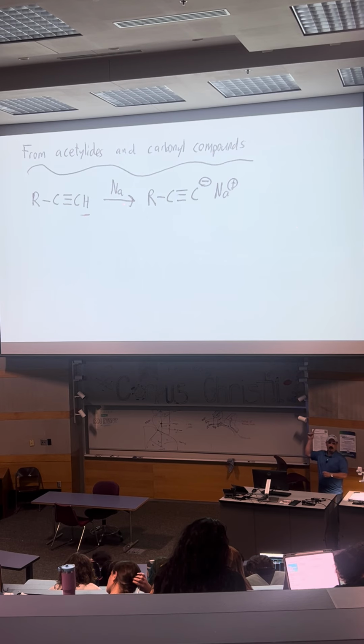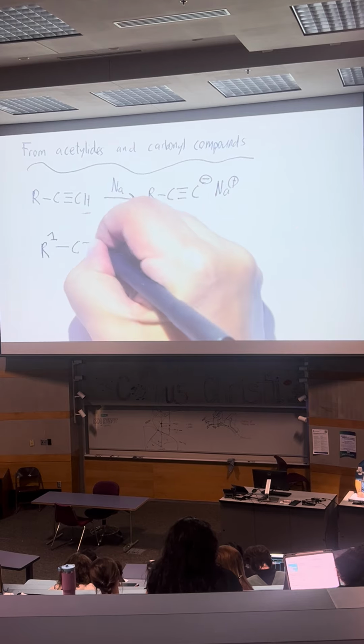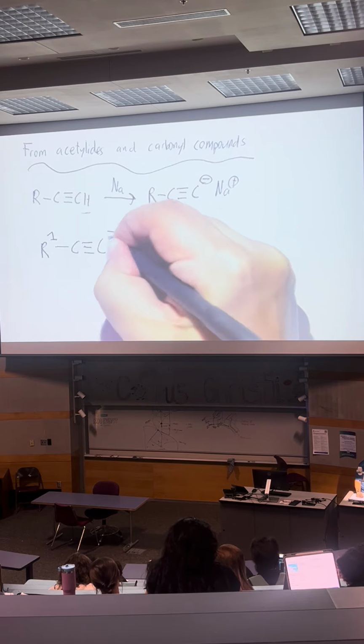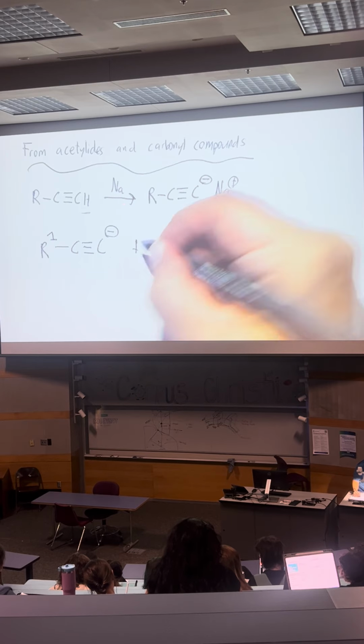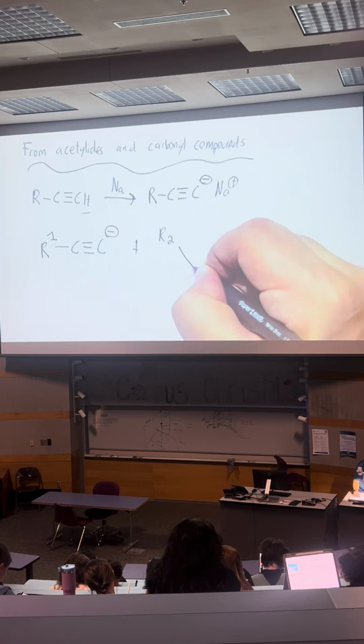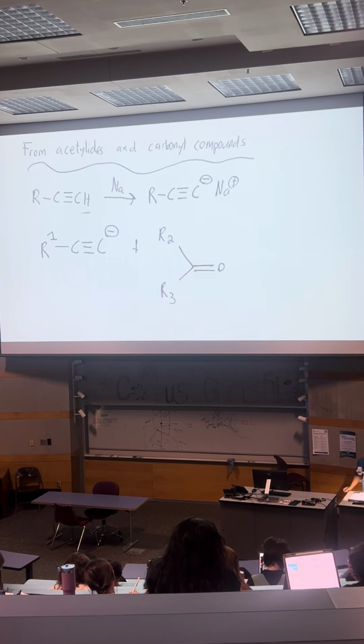Well, this is like that on steroids, right? It's basically a carbanion. And so what ends up happening is that you can take your acetylide anion as its sodium salt, and if you introduce it to carbonyl containing compounds, and so in this case, we have this, I'm not gonna say what the R groups are, but let's just say that R2 and R3 represent different alkyl groups coming off the carbonyl.